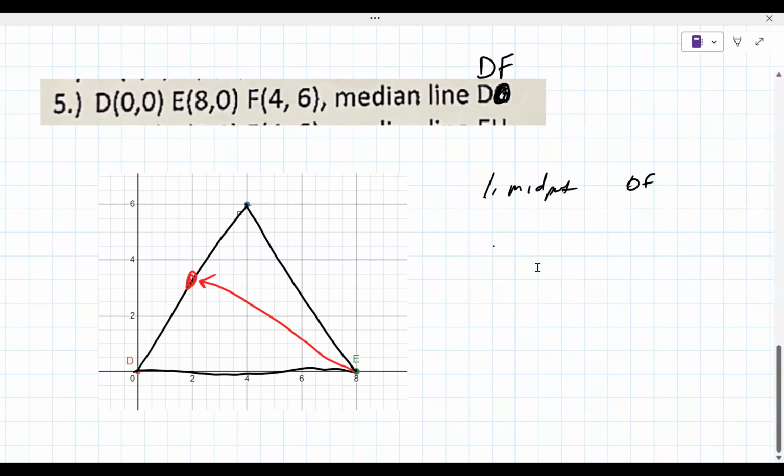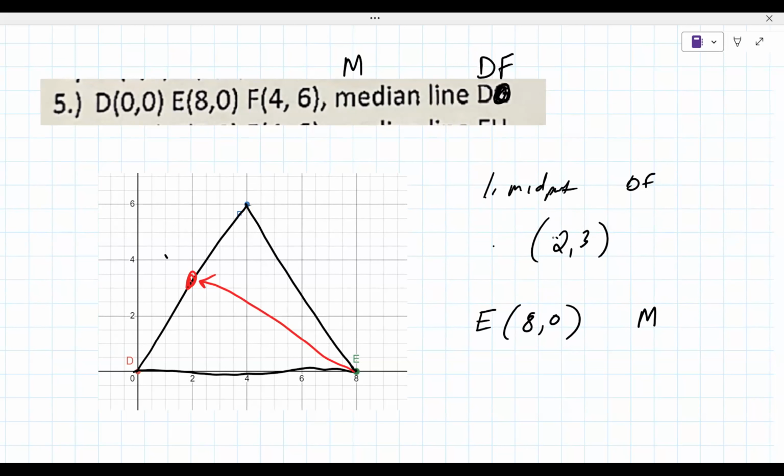Let me know when you've got that down, please. Oh yeah, I have it. 2, 3. Okay, 2, 3, good. Not too difficult, right? So now the median, and you got to be careful there, you got to make sure you know the 2 points that you're using. You're using E, which is 8, 0, and this median. So sometimes it's good to label that as M, median, middle, Matthew, all the good M stuff there.